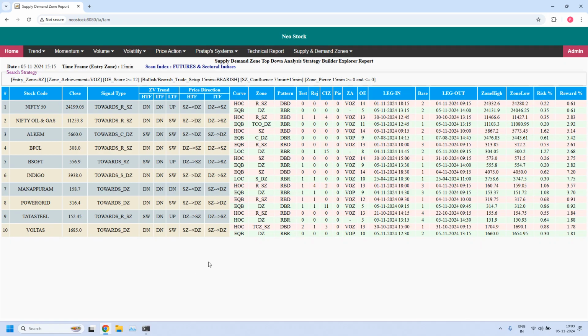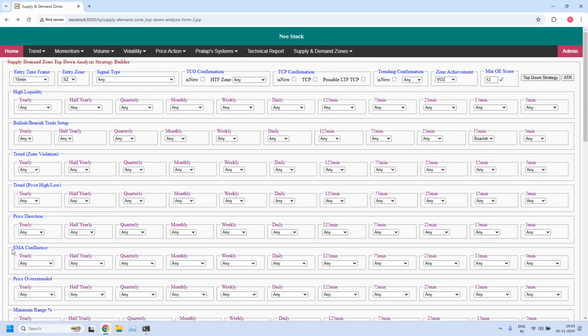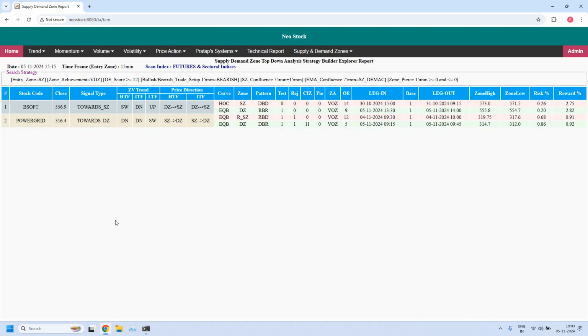And if these 75 minute supply zones are having daily EMA confluence, they are even more high probability setup supported stocks. Let's verify. In 75 minutes time frame, 75 minute supply zone with daily EMA confluence filter is enabled. Now we got 2 stocks. And both these supply zones are high probability setup supported stocks. Out of these two, again, the second one, Power Grid, is having even high liquidity supply zone and already tested once.